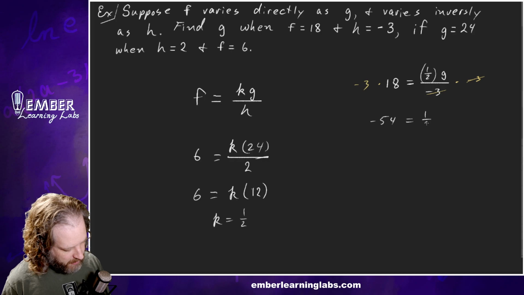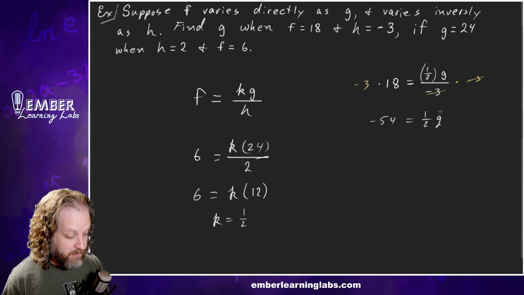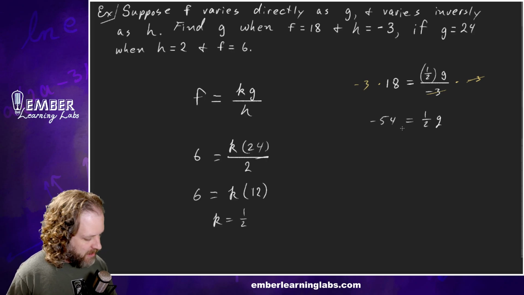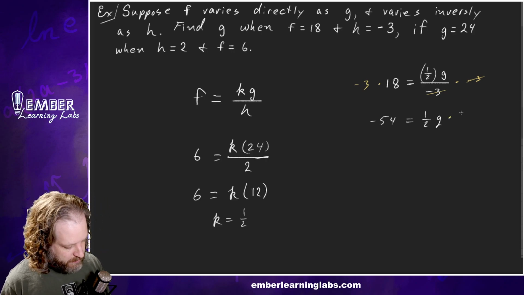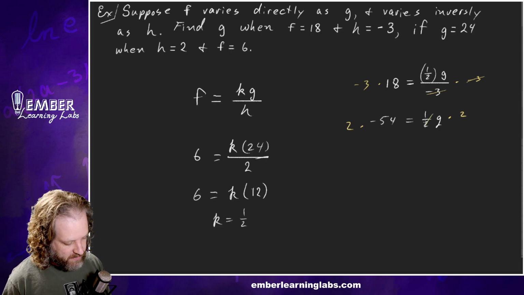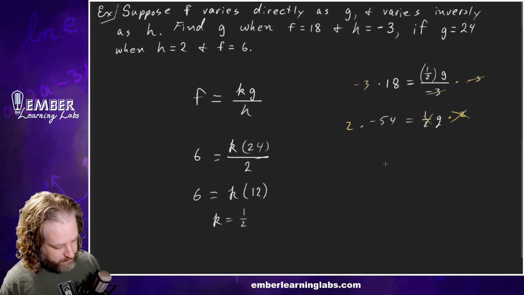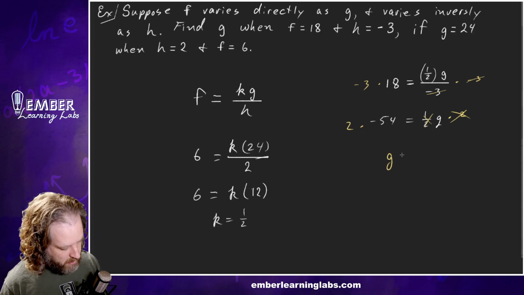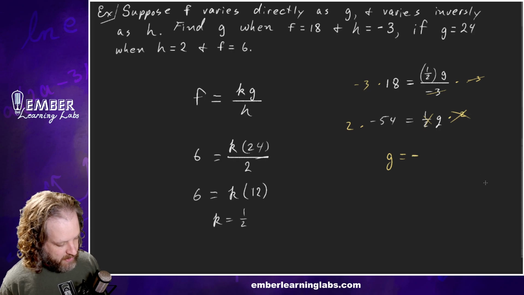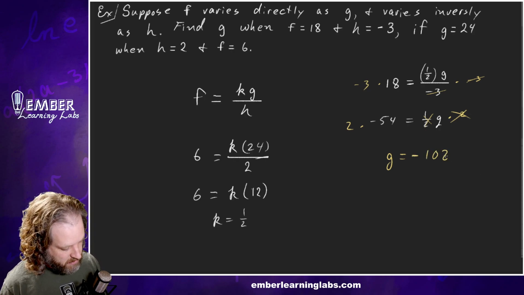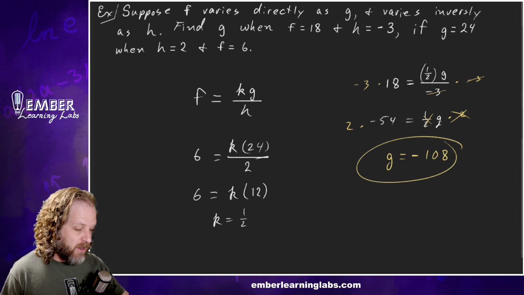Equals 1/2 g. How do we get rid of fractions? We multiply by the reciprocal because that's dividing fractions, right? So times 2, times 2. You could write 2 over 1, same thing, right? Easy peasy. So 2 times 54 is going to be negative. I'm going to write that down before I forget. So it'll be -108. And that's it, y'all. That's all there is to this problem.